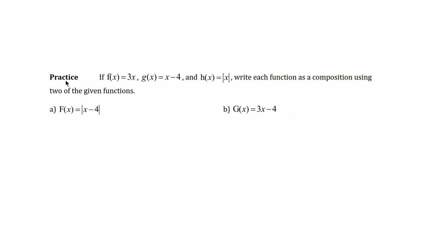Next, we have a practice problem. If f of x equals 3x, g of x equals x minus 4, and h of x equals the absolute value of x, write each function as a composition using two of the given functions. For part A, we have capital F of x equals the absolute value of x minus 4. For part B, we have capital G of x equals 3x minus 4. Okay, so go ahead and pause the video, try out these problems, and check back with the video to see the answers.